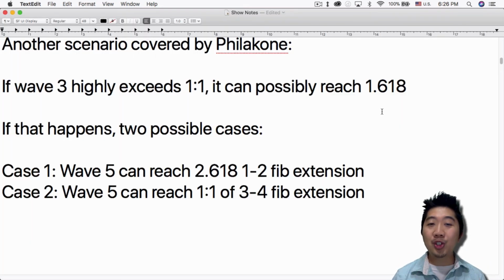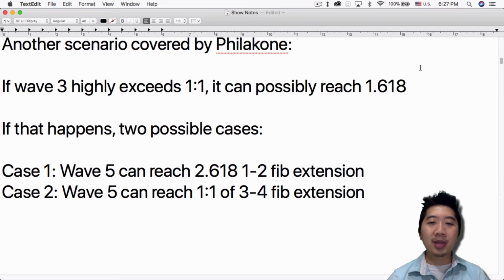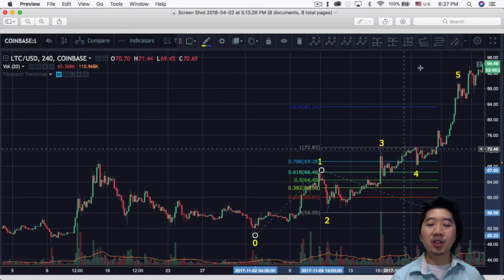Then in that case, there are two possible cases that can happen. Wave 5 can reach 2.618 of the 1-to-1 fib extension. So wave 5 can really rock it. If that was the case, it will go all the way up there, way beyond this screenshot here. The other possible case is wave 5 can reach a 1-to-1 of the 3-to-4 fib extension. In that case, it still wouldn't go as high, but it would still go pretty high, because the 3-to-4 extension would be from here to there. So imagine wave 3 going all the way up to 1.618. That's still a pretty good jump.